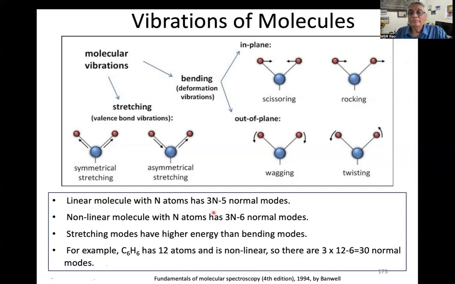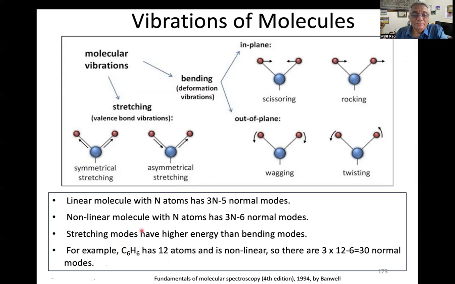Now, a linear molecule with n number of atoms has 3n minus 5 normal modes. A nonlinear molecule with n atoms has 3n minus 6 normal modes. Now, the stretching modes have higher energies than bending modes.